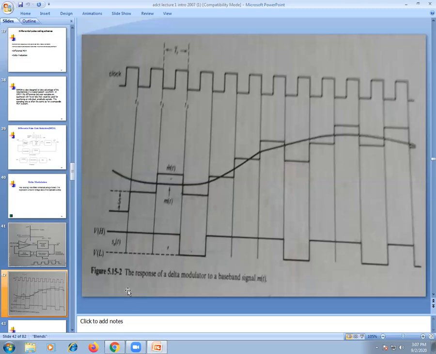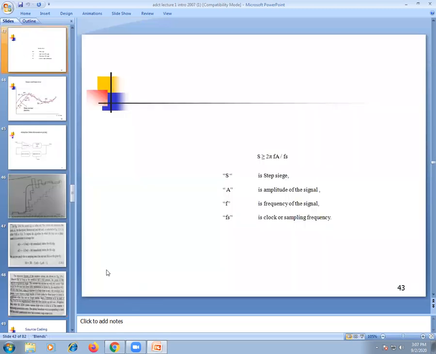In delta modulation, the step size should be greater than or equal to 2 pi f A by fs. Here fs is the clock sampling frequency, f is the input signal frequency, A is the amplitude of the input, and S is the step size. You always have to maintain this formula to get accurate information at the output of delta modulation.